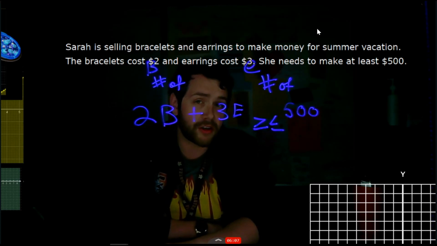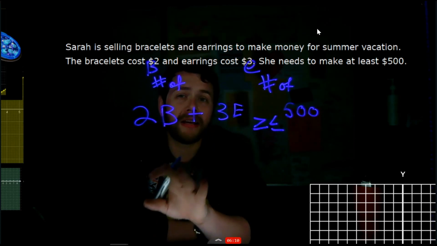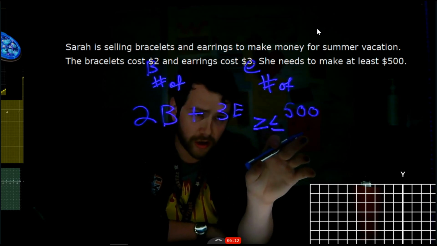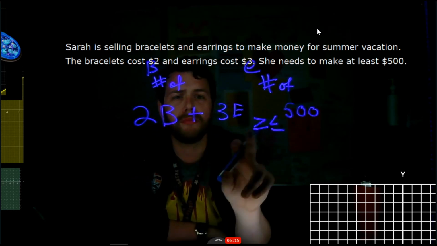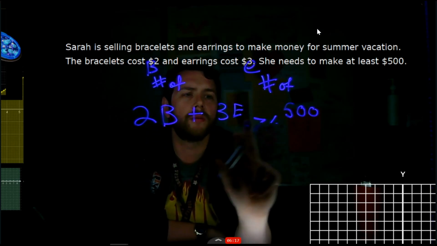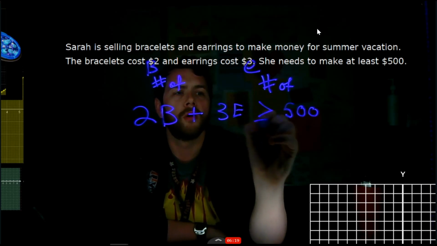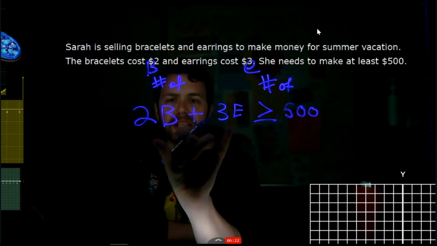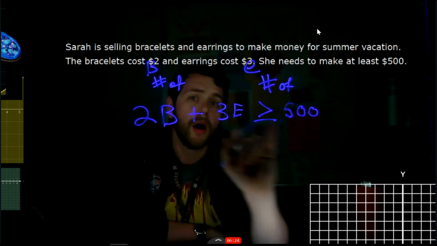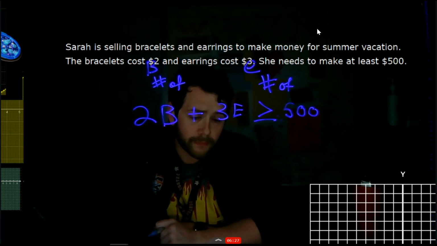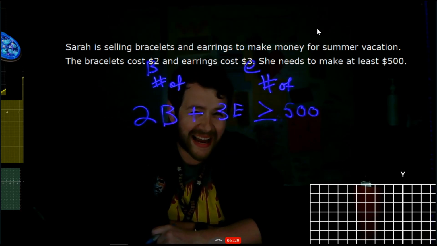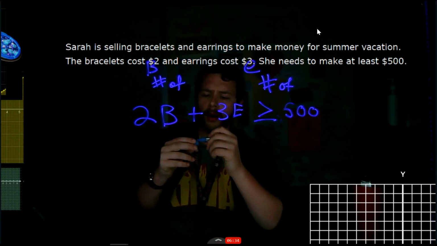$510 will be fine. She can make $600, and that will be at least $500. So I want this side of the equation, this is how much she makes, to be bigger or equal to 500. Because then this is how much she makes. That is at least 500, but it could be more. It could be a lot more. It could be $500 exactly. It could be $500 and 1 penny, which wouldn't make any sense because there's no pennies going on here.